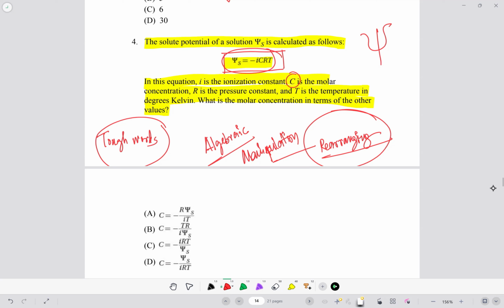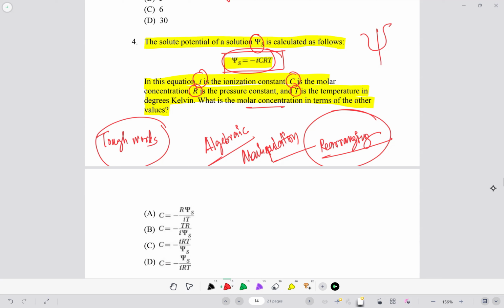What is C? What is T? What is R? And what is psi S? And then what they're asking, what is I? What is R? What is C? What is T? They're just asking, what is molar concentration? What is C?